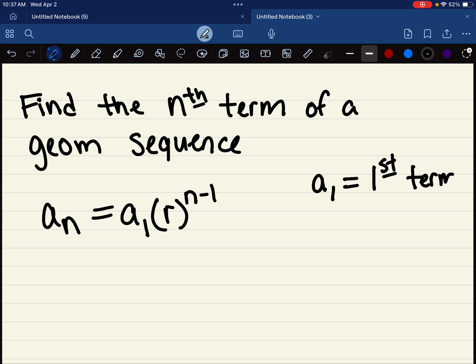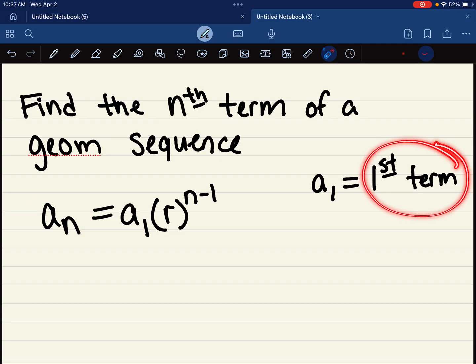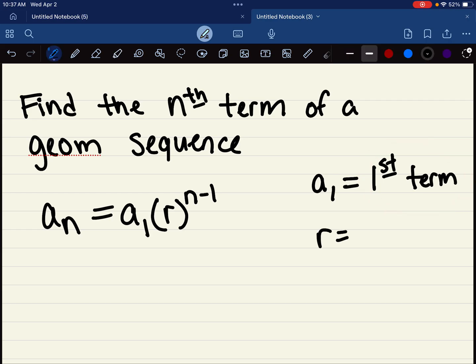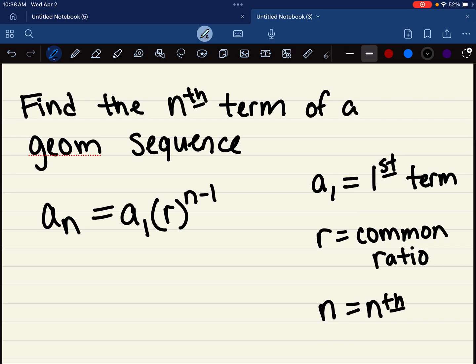Okay. The formula to find any term is called A sub n. And then we just take A1, which is the first term in your sequence, times R, which is your common ratio. We already talked about finding the common ratio, right? It's how we get from one number to the next. And then n is the nth term, whatever term they want you to find, that's what it's asking for, okay? So all we have to do, if we have a sequence, is identify the first term, figure out the common ratio, and then it will tell you what the nth term is, what term to solve for, okay?